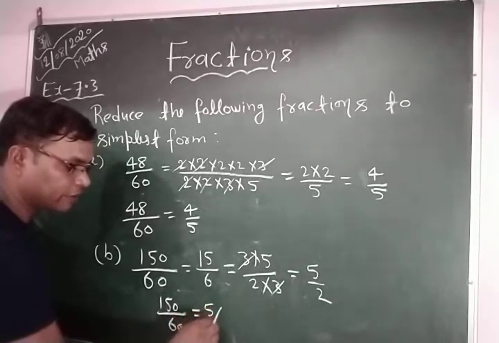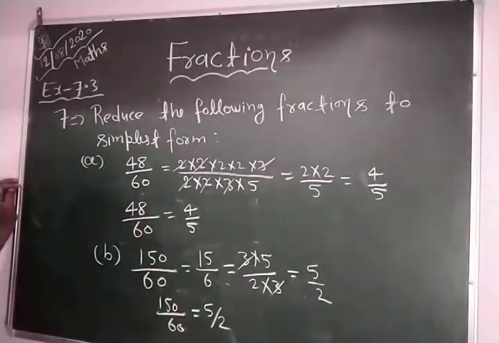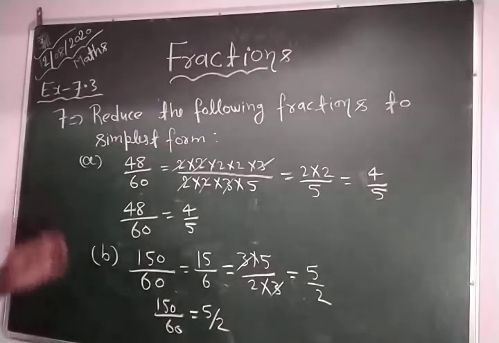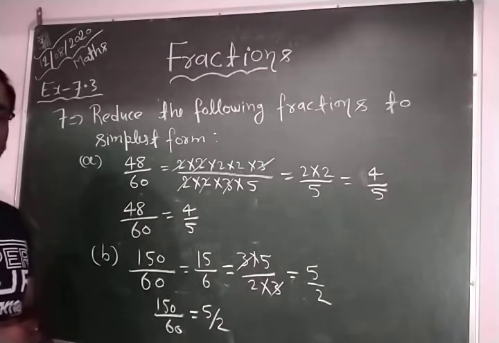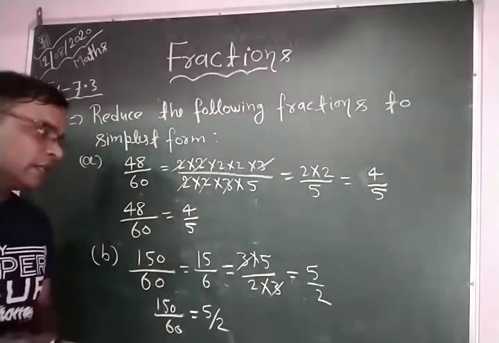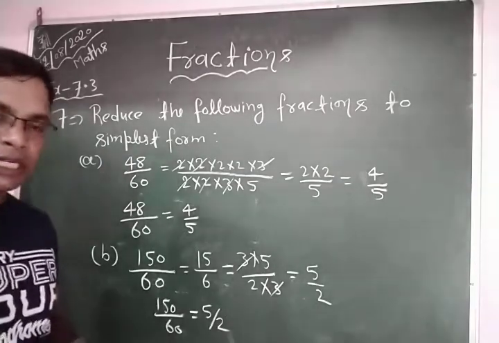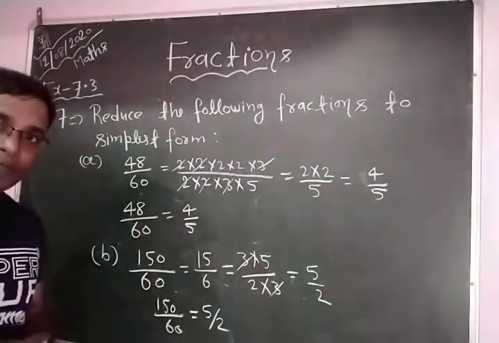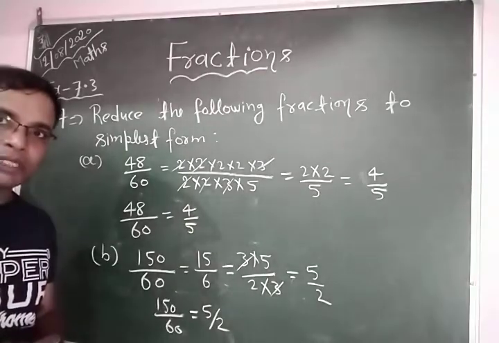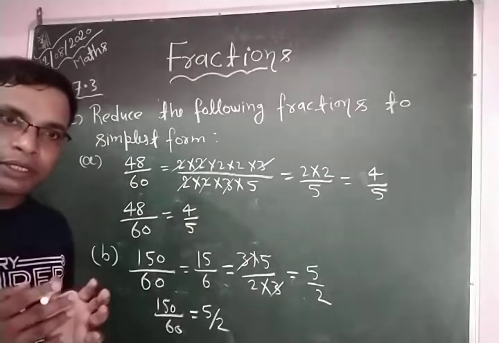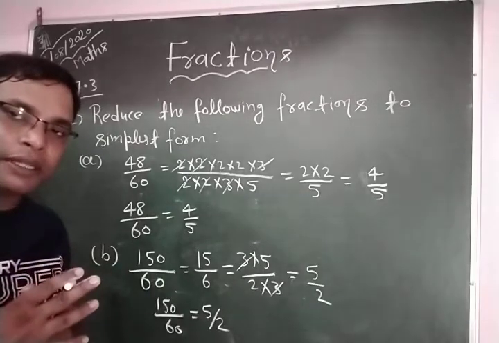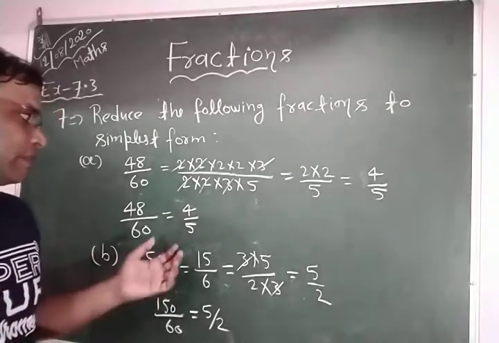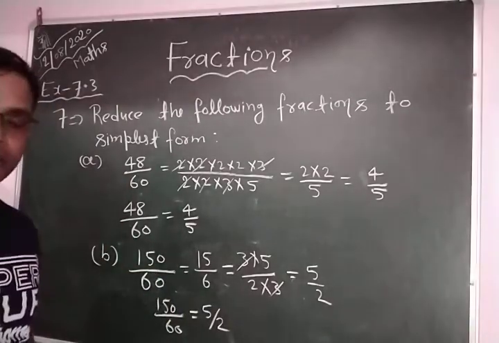So students, I hope all of you understood how to reduce fractions to simplest form. First we write numerator and denominator as a product of prime numbers. After this we cancel the common prime numbers between numerator and denominator, and then we find the simplest form of the given fractions.